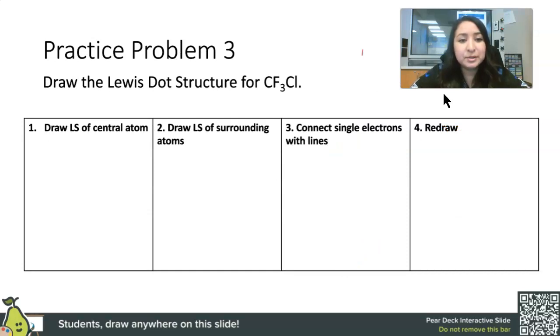All right, practice problem number 3. Go ahead and draw the Lewis dot structure for CF3Cl. Start with number 1. Go ahead and draw the Lewis structure of the central atom. So you pick the one that goes in the middle.